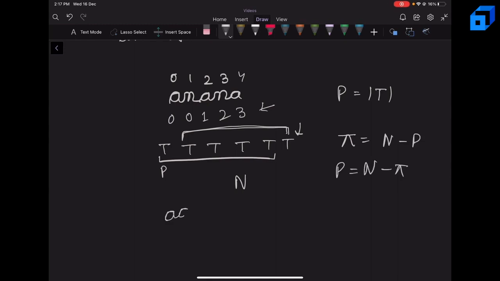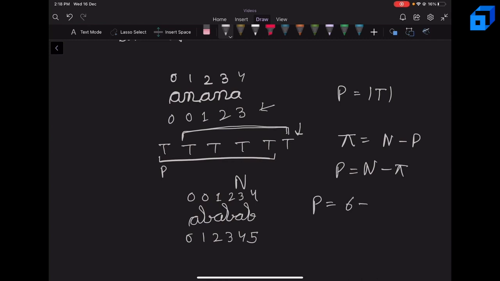So for example, for ABABAB, indexes are 0, 1, 2, 3, 4, 5. Let's find the prefix values. So it is 0. Again, this is 0. Then this is 1 because it has a common prefix and suffix A. Then it will be 2 because ABA is the longest prefix which is also a suffix. Then it is 3, ABA and ABA, and this will be 4, ABAB and ABAB. So ABAB is both a prefix and a suffix of the complete string. So as per our formula, the period will be n, the length of the string, which is 6, minus pi. Pi is the prefix value of the last index, so it is 4. So the period will be 2, and we know that the period is 2 as well.